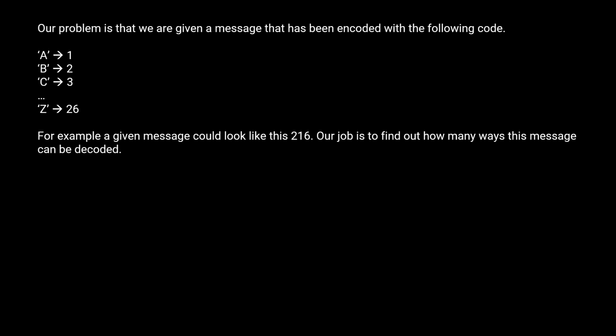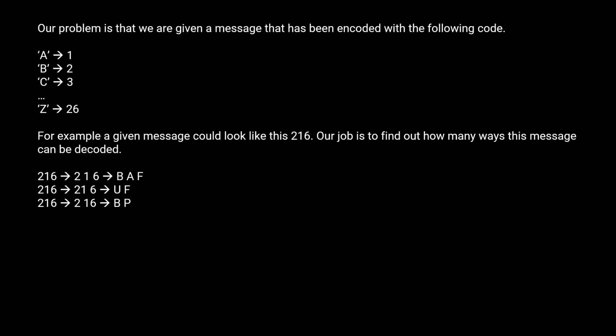An example of an input message we could be given is 216. And our job is to find out how many ways this message can be decoded. So for this example, we could have 2, 1, 6, which would decode to BAF. We could also have 21 and 6, which would decode to U and F. And lastly, we could interpret this as 2 and 16, which you would decode to B and P.